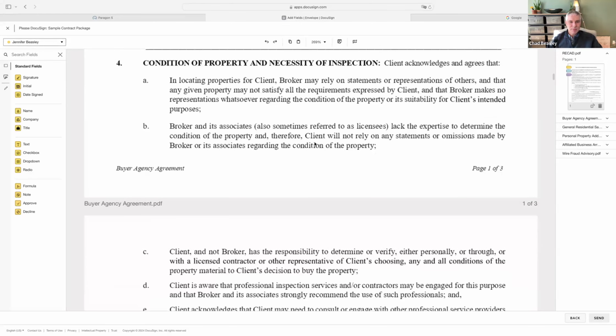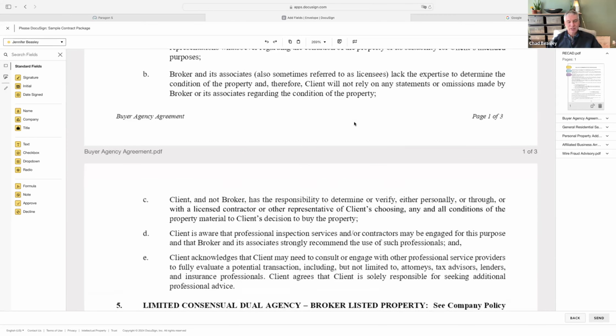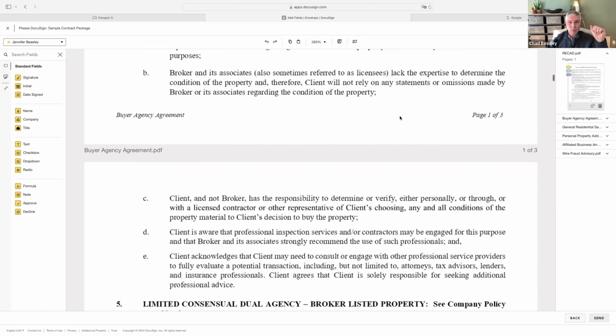Number 4, condition of property and necessity of inspections. In locating properties for a client, broker may rely on statements or representations of others that any given property may not satisfy all the requirements expressed by the client, and the broker makes no representation whatsoever regarding the condition of the property or suitability for the client's needs. Broker and his associates lack the expertise to determine the condition of the property, and therefore client will not rely on any statements or omissions made by broker or his associates regarding the condition of the property. We're not the home inspector.